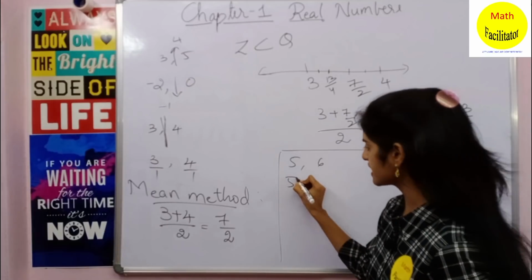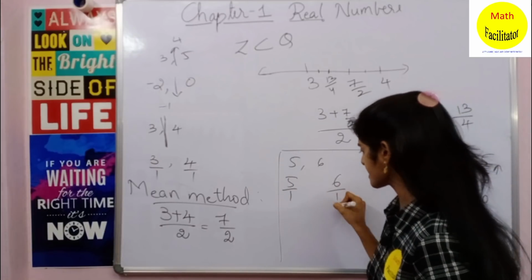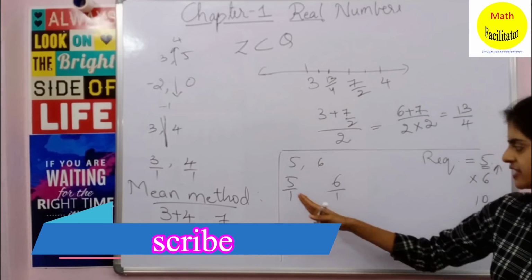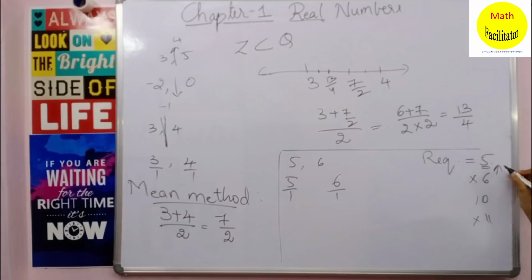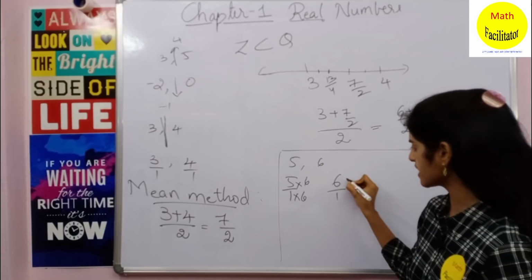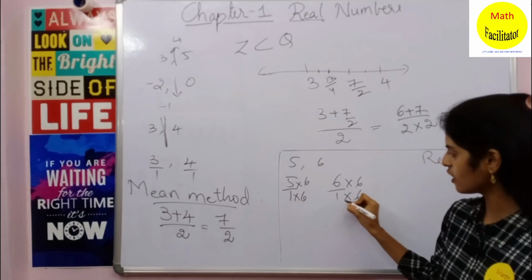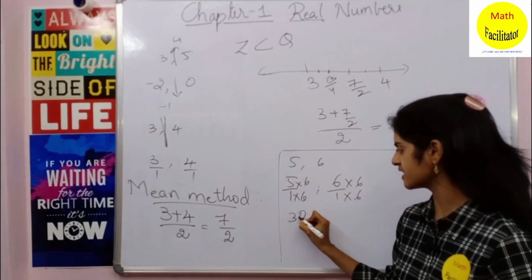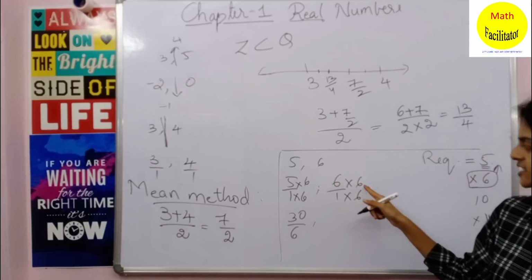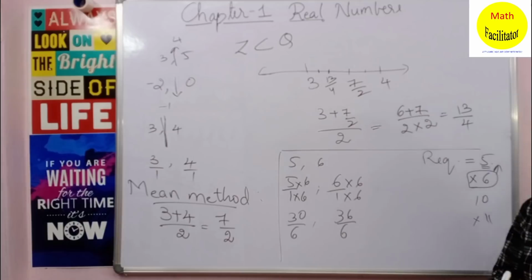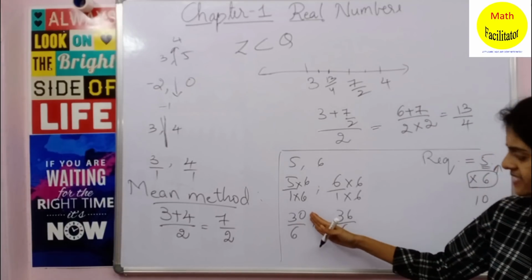Now 5 can be written as 5/1 and 6 can be written as 6/1. As I said, since we want 5 rational numbers between these two numbers, you will multiply both the numerator as well as the denominator by 6. Now this is nothing but 5 times 6 is 30 by 1 times 6 is 6, and 6 times 6 is 36 by 1 times 6 is 6. Clear? So now you can see that after 30 you can insert 31 here.